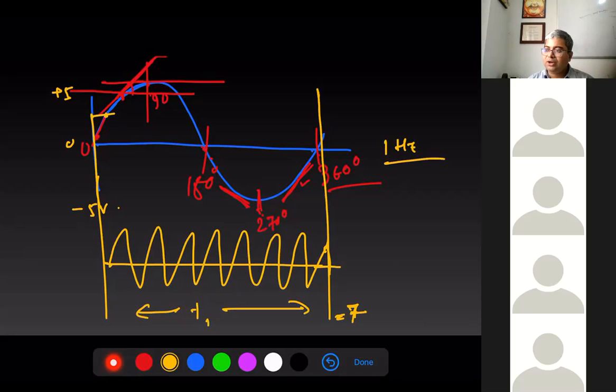Yes, sir. So which one is the high frequency signal then? The second one. This one is a low frequency signal. अभी क्लियर हो गया? Analog signal is featured or characterized by its frequency, phase and amplitude.